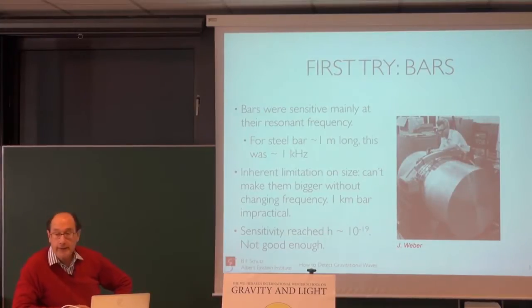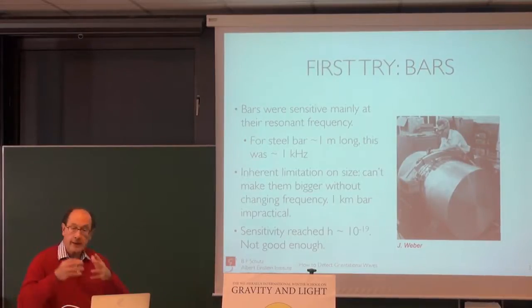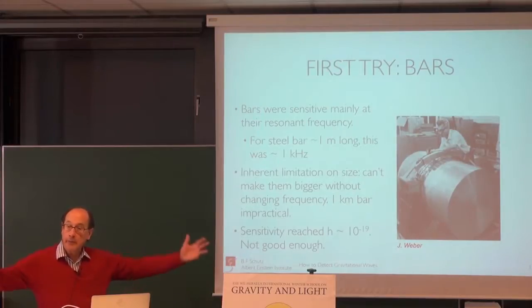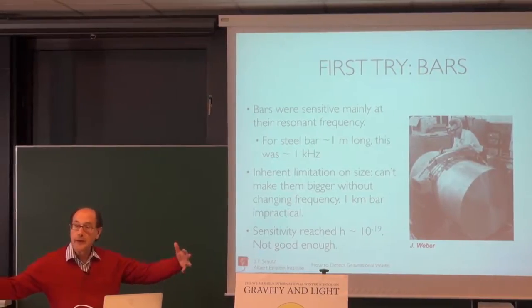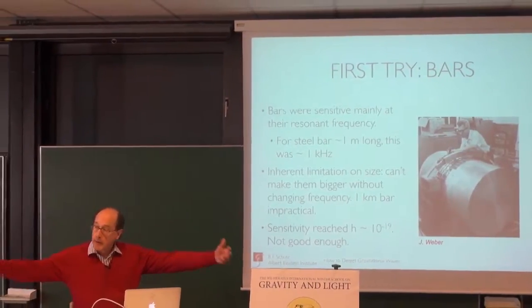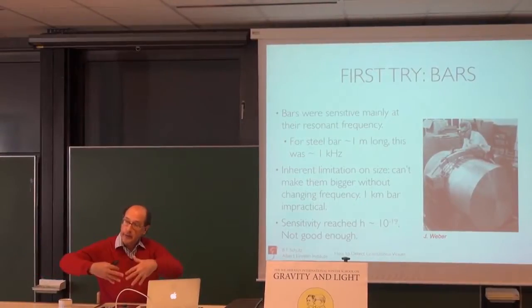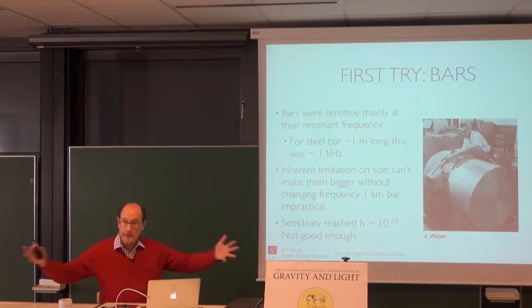There's an inherent limitation in this, which Weber was well aware of, but this was, after all, just the first attempt, which is that if you want to take advantage of the tidal effect, bigger is better, but if you want to make it bigger, then it becomes impractical. First, the longest bar that's ever been made is about 3 meters for gravitational wave detection. But the larger you make it, the lower the resonant frequency goes, because it's an acoustic oscillation of the bar.